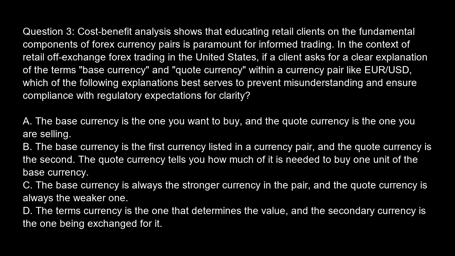Option A. The base currency is the one you want to buy, and the quote currency is the one you are selling. Option B. The base currency is the first currency listed in a currency pair, and the quote currency is the second. The quote currency tells you how much of it is needed to buy 1 unit of the base currency. Option C. The base currency is always the stronger currency in the pair, and the quote currency is always the weaker one. Option D. The terms currency is the one that determines the value, and the secondary currency is the one being exchanged for it.